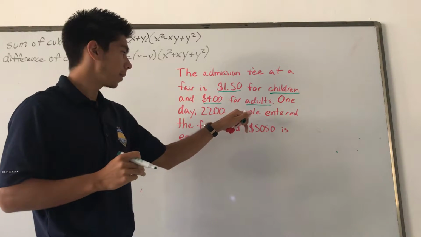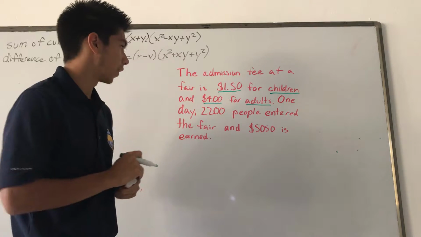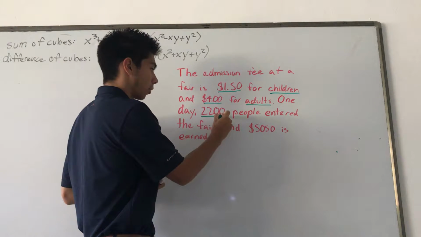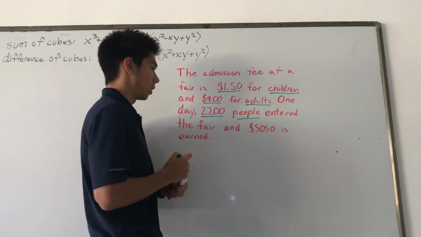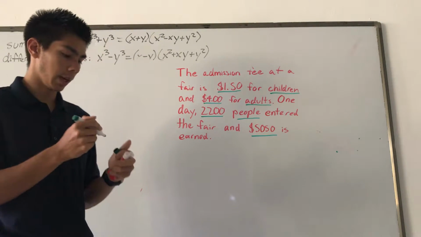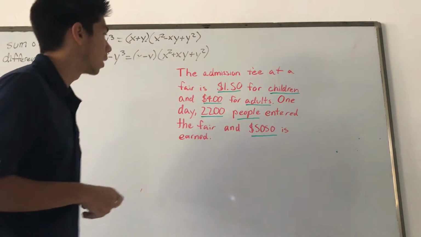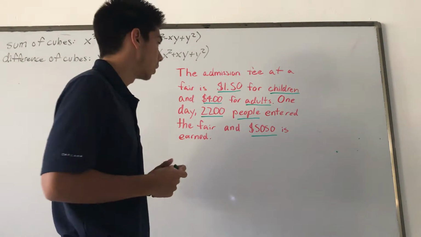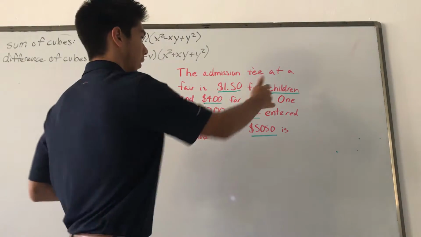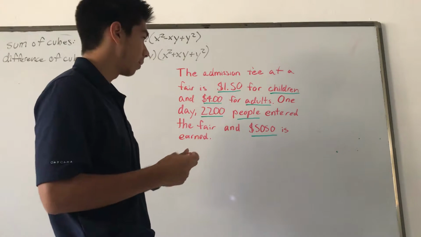One day, 2,200 people entered the fair and $5,050 is earned. So if I look at this, 2,200 is important, so is people. And then $5,050 looks like it's probably going to be important too. Okay, so once I get here, I've highlighted or underlined information that is probably going to be important. And now I want to figure out what my variables are. So we already talked about how children and adults are probably going to be the variables.